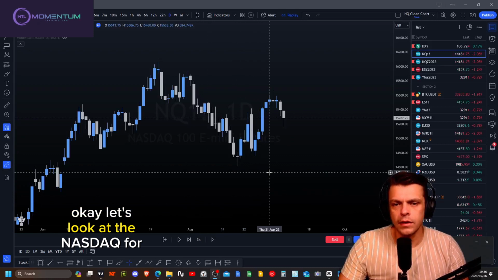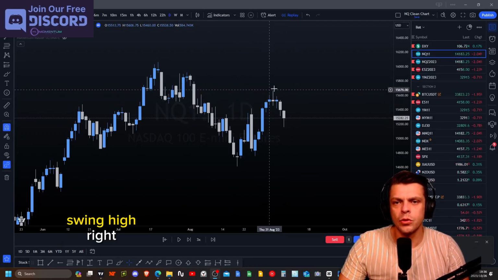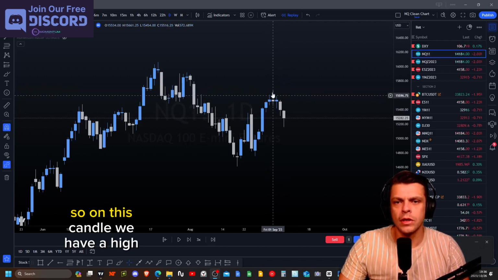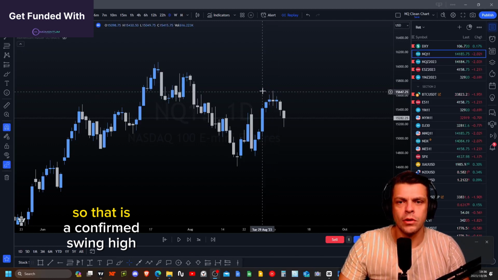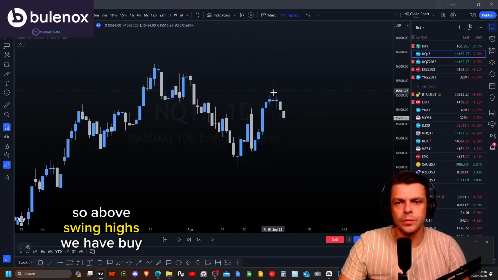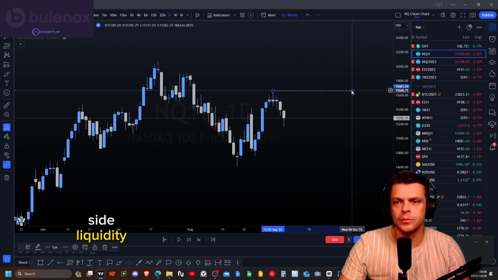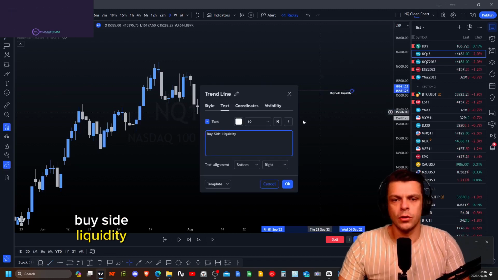Okay, let's look at the NASDAQ for a couple of examples. So right here we have a swing high, right? On this candle we have a high, and on either side we have lower highs. So that is a confirmed swing high. Above swing highs we have buy side liquidity, and I like just labeling it like this: buy side liquidity.